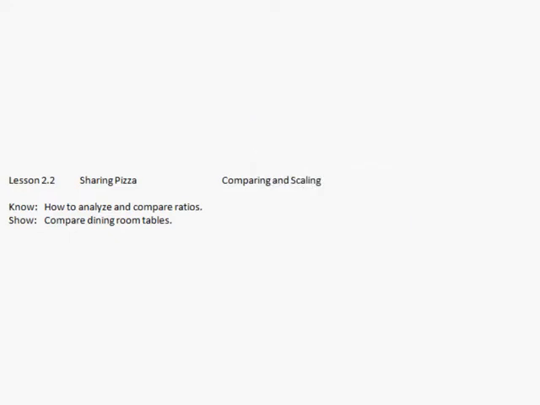Alright, this is lesson 2.2 out of comparing and scaling still. We're going to look at sharing pizza. So still looking at how to analyze and compare ratios. During this time we're going to compare dining room tables as if they're in a school cafeteria. So let's take a look.